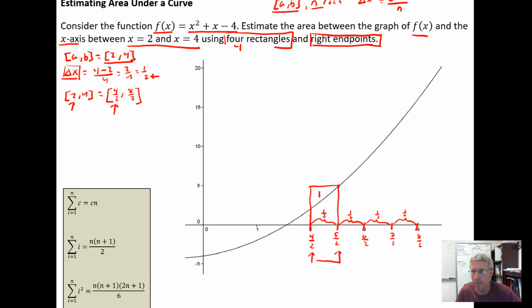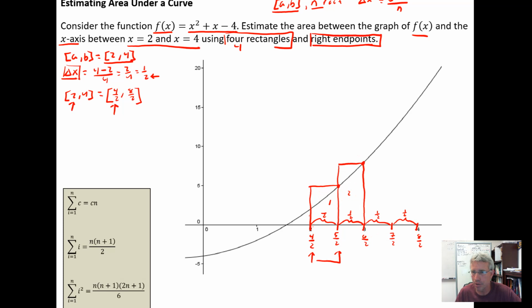Then from my 5/2 I go over to the 6/2. I draw the straight line up to the curve. I'm going to want that point on the curve. From there I draw to the left and down to the previous point to make my second rectangle. So I've now constructed 1, 2 rectangles.